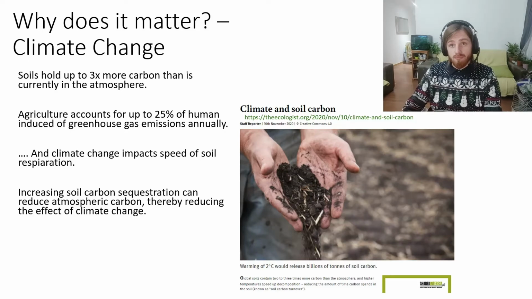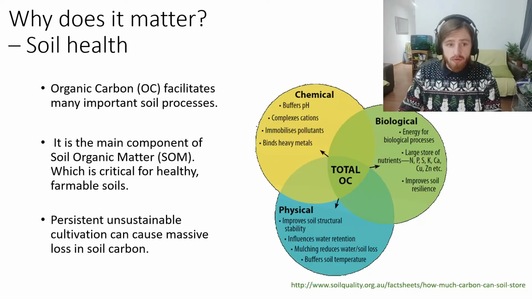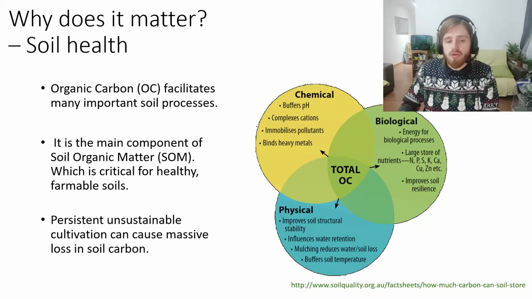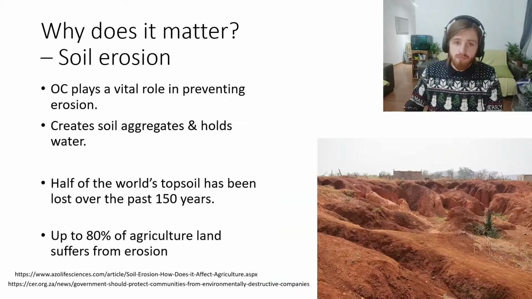So it's a problem. It's also very important for soil health. Organic carbon is the main component of soil organic matter, which is critical for soil health. It's critical for production of healthy plants, healthy crops. You can see in the graph here the chemical, biological, and physical processes that carbon is involved in.